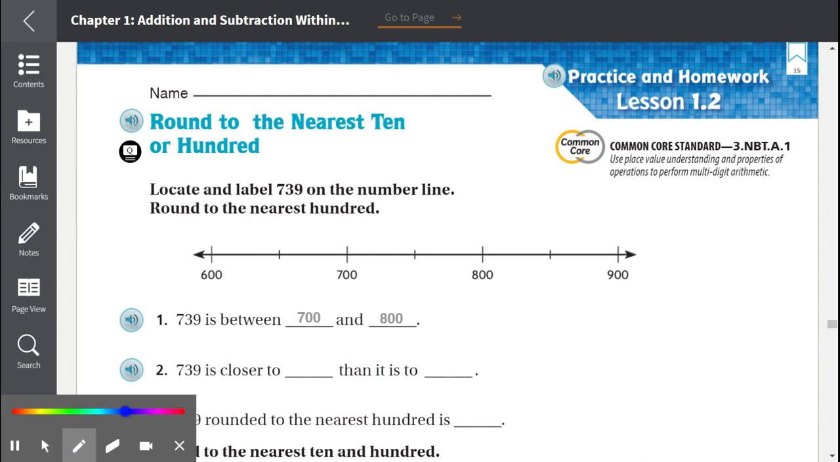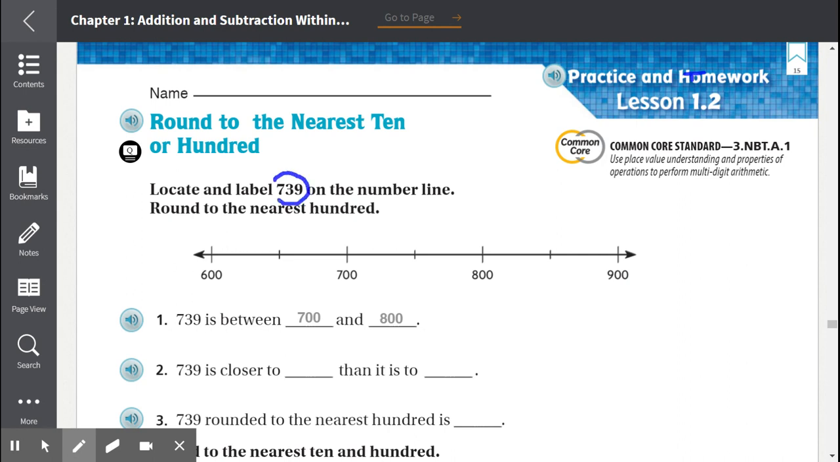Lesson 1.2. Round to the nearest 10 or 100. Locate and label 739 on the number line. Round to the nearest 100. So let's circle our important numbers and keywords.